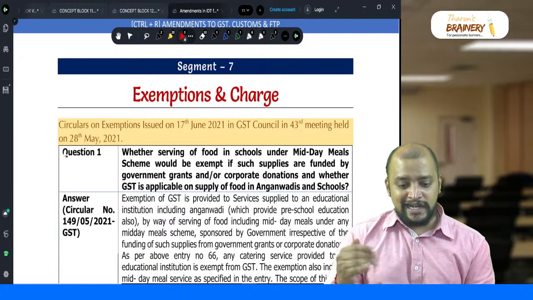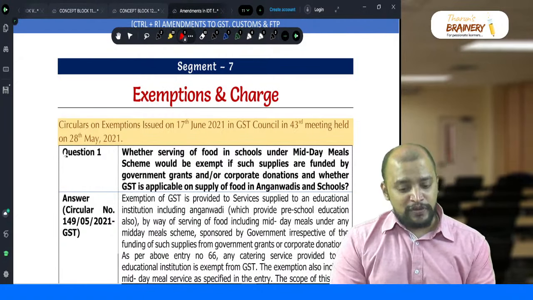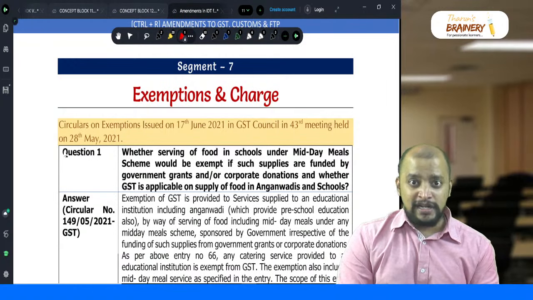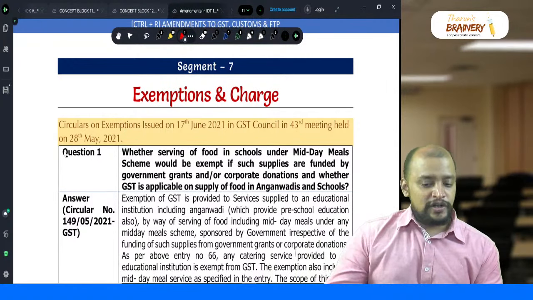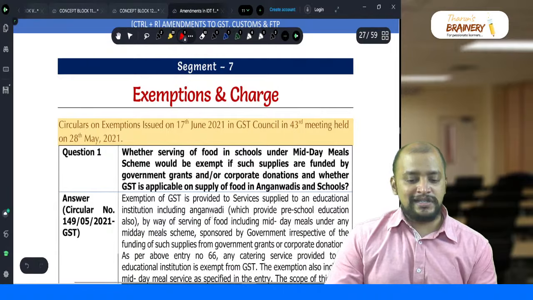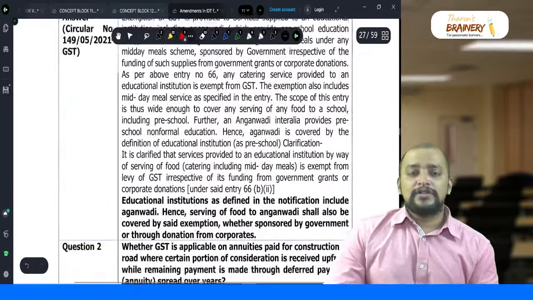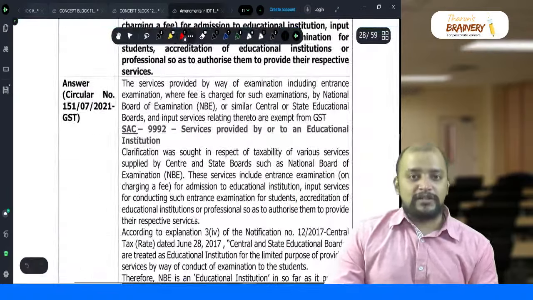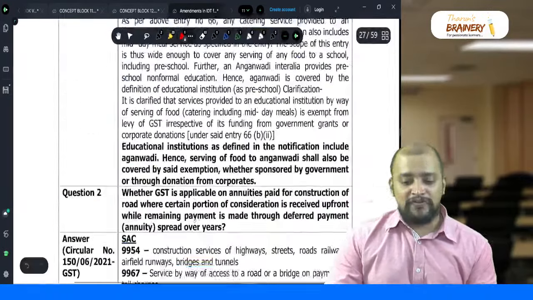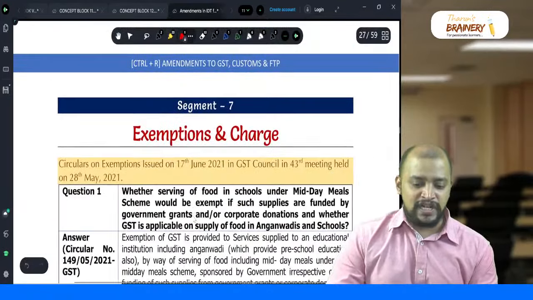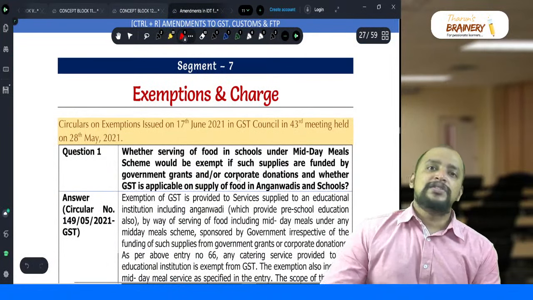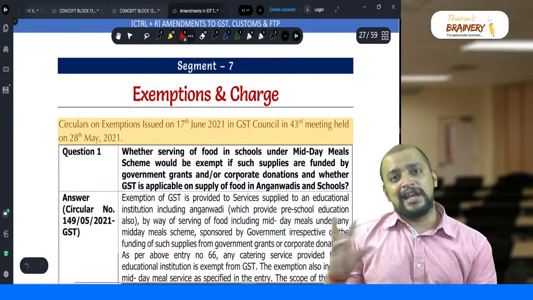I will definitely take it. The amendment material is already provided. You can also go through that at your end. And from here onwards, that is from exemptions and charge onwards, till the FTP portion, the remaining 20 to 25 pages of information is there, so we can see that in the next video.